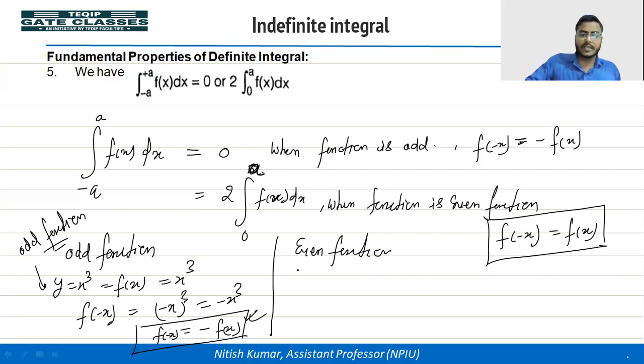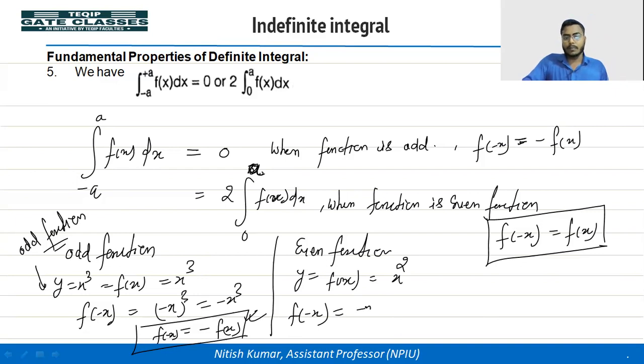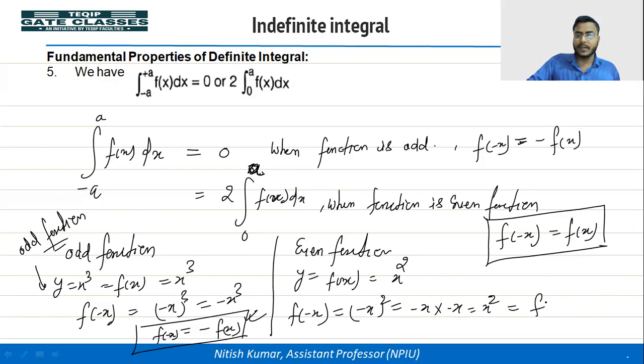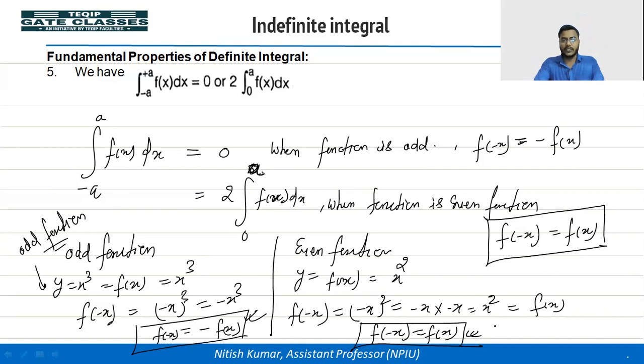For an even function, take an example where y is a function f(x) equal to x square. Now put the value of f at minus x: minus x whole square, and since it is a square, minus into minus would be plus x square. We can write f(x). So in this case f(minus x) is equal to f(x). When a function satisfies this condition, that function will be an even function.